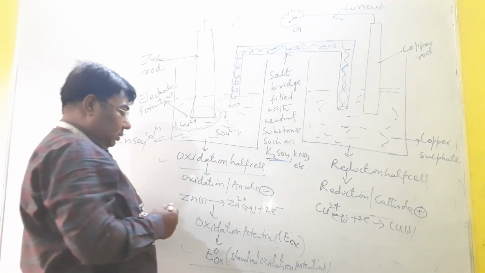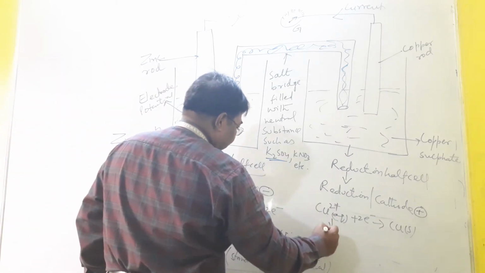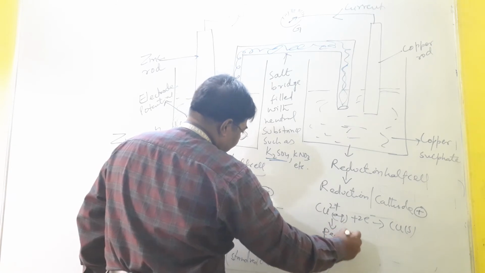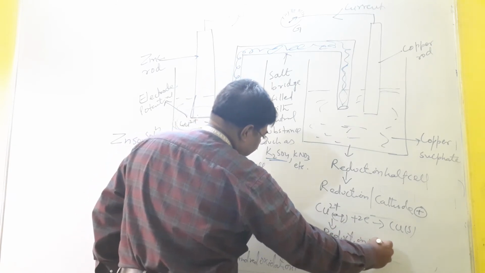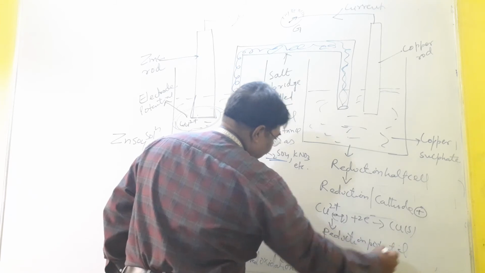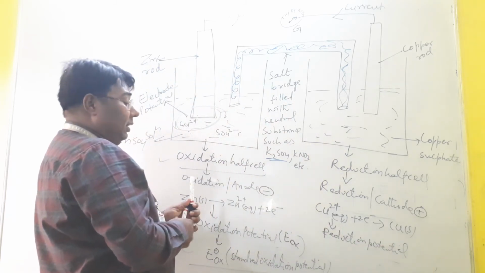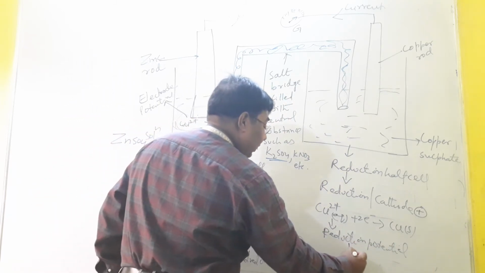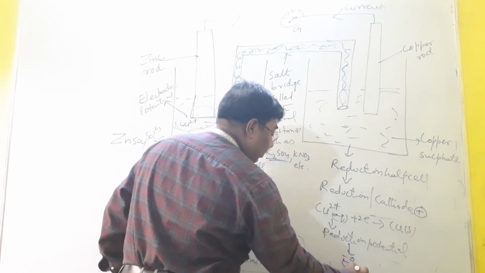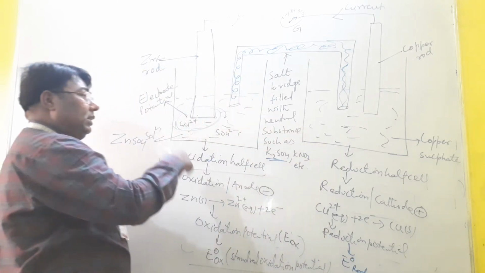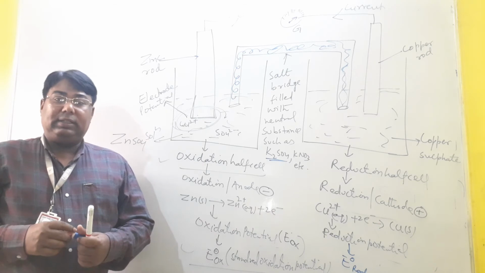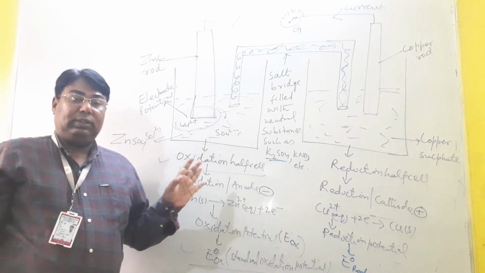In this, reduction potential will develop, and when reduction potential is measured under standard conditions, then it is said to be E naught red. So these are the terms related to the galvanic cell. So all of you try to understand.